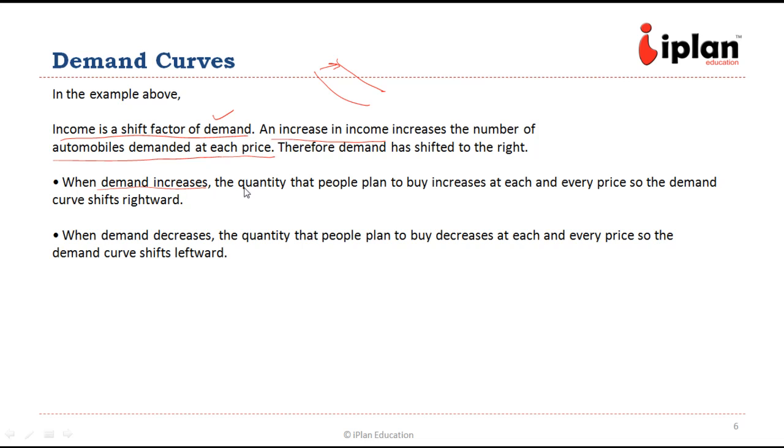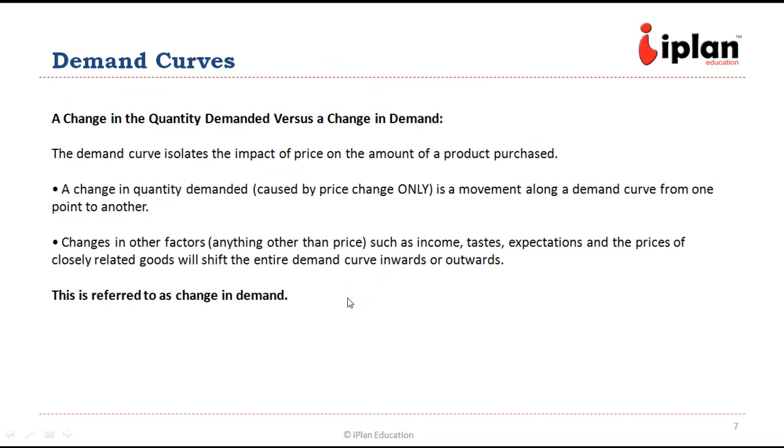So when the demand increases, the quantity that people plan to buy increases at all the prices. So the demand curve is shifting rightwards. And when the demand decreases, for example, if income has fallen for all the consumers, then the demand curve shifts leftward and the quantity that people were planning to buy decreases at all the prices. So these two factors are about shift in demand curve, rightwards or leftwards. So this was the case of change in demand and not the change in quantity demanded. Now let us move further.